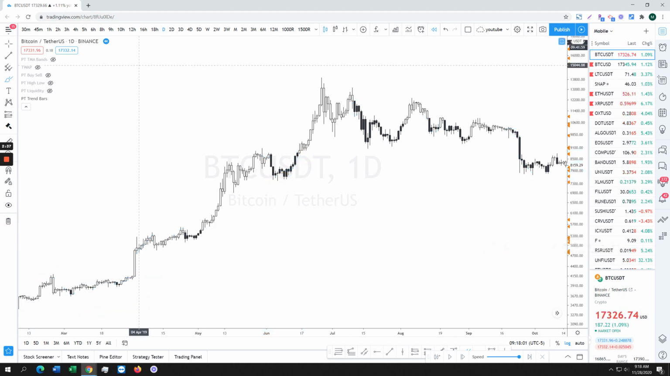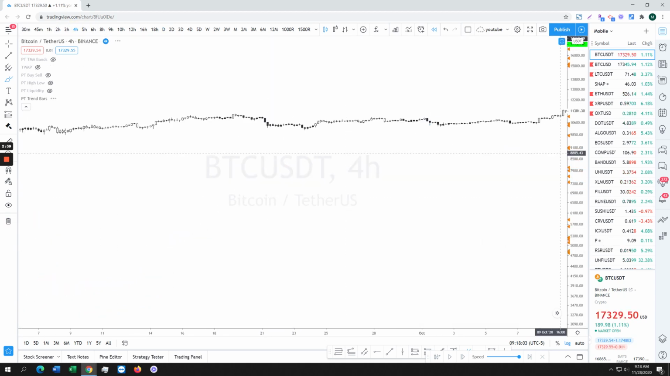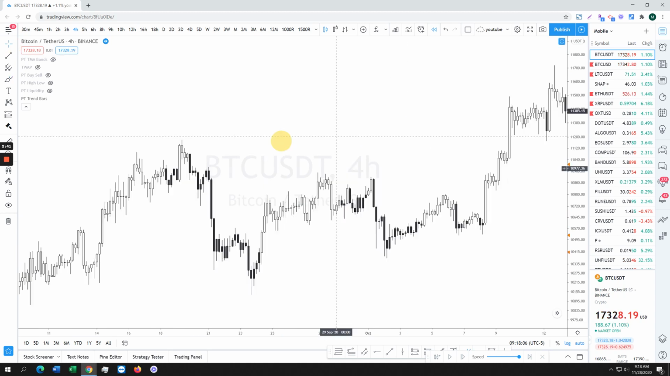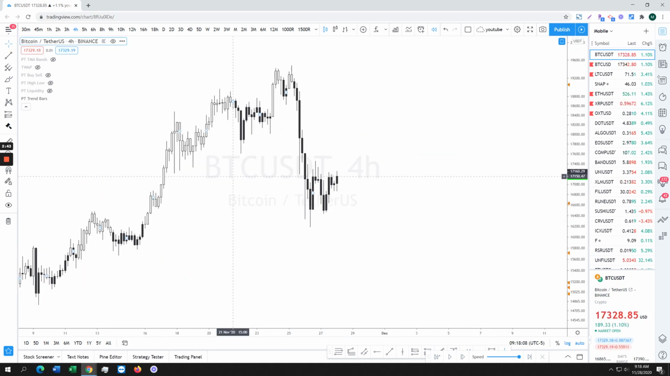Anyway, so that's what trend bars does on a 4-hour. It's beautiful when you're actually intra trading, right? Look how beautiful this is. When you have your SR flips or flip levels, it works amazing.